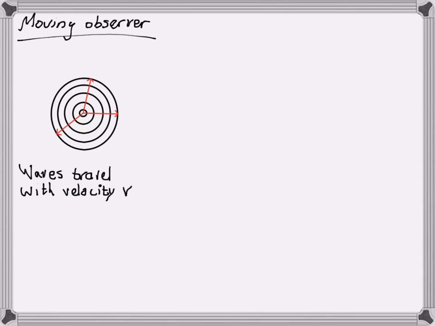And the waves are traveling with a velocity v. So let's say they're traveling towards some observer over here, but the observer is also traveling towards the waves with a velocity uo. We use o in this case for observer. Then the observer experiencing these waves traveling towards them doesn't notice the waves traveling with velocity v. They will notice some other velocity, some apparent velocity.